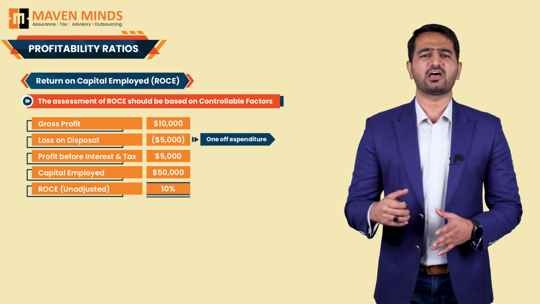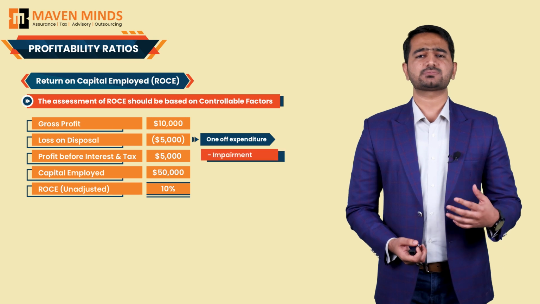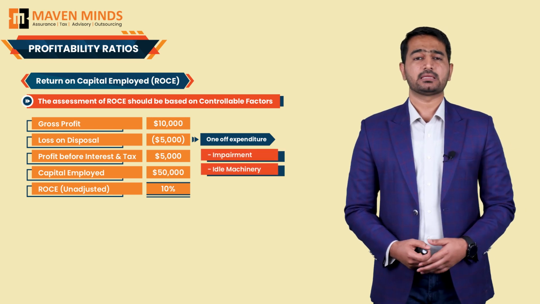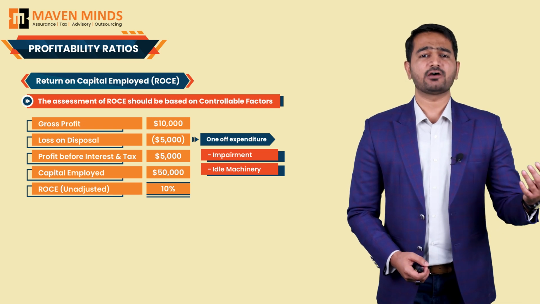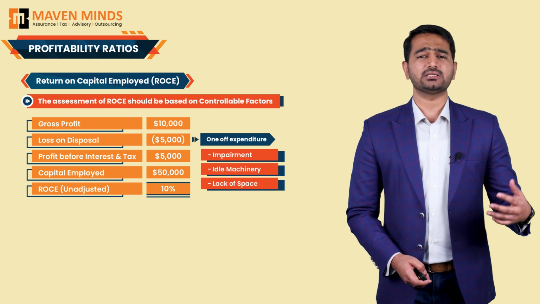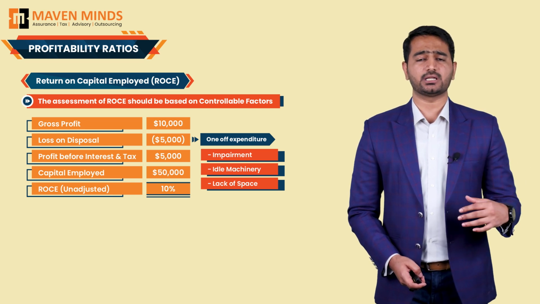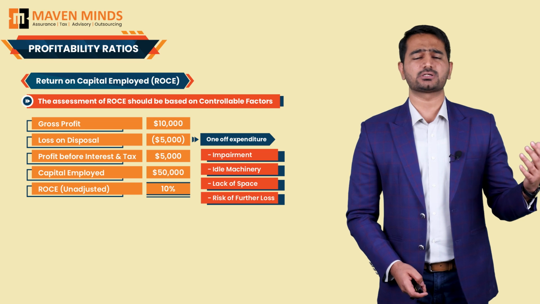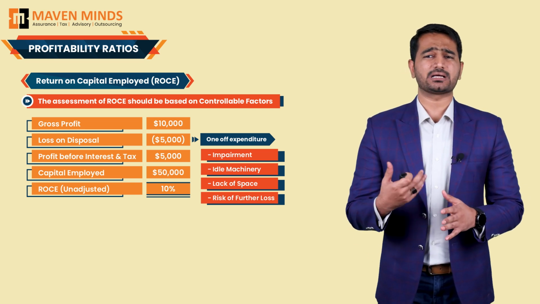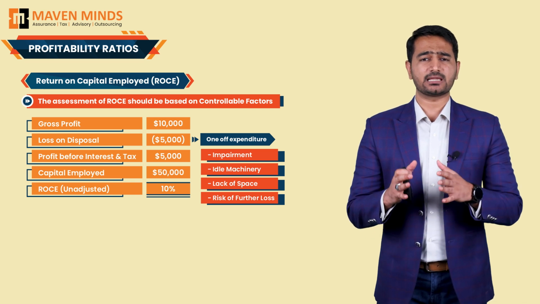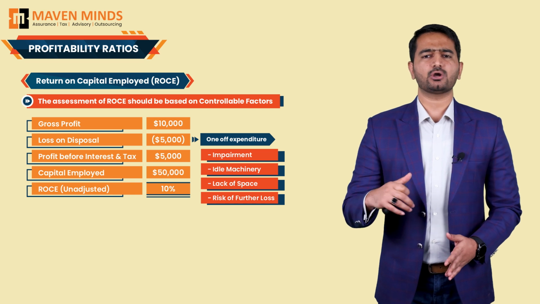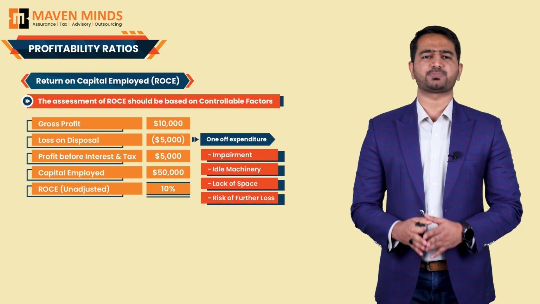This one-off expenditure may have been due to impairment, or perhaps the machinery was idle and they decided to sell it even at a loss. They might have wanted to ensure they have enough space in their factory to run operations smoothly, or to get the optimum price for their idle machinery right now, rather than risk further losses in future years. This may have been a good decision. Therefore, you need to consider that this is a one-time loss and won't continue into the future. You cannot appraise your management performance based on one-off expenditure.